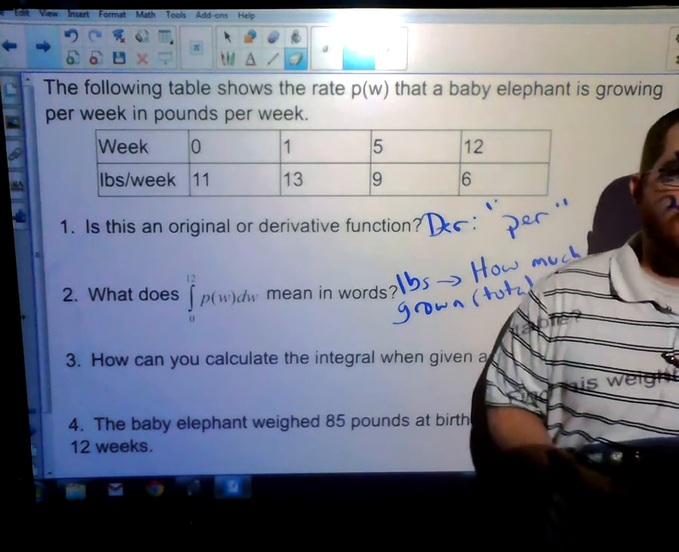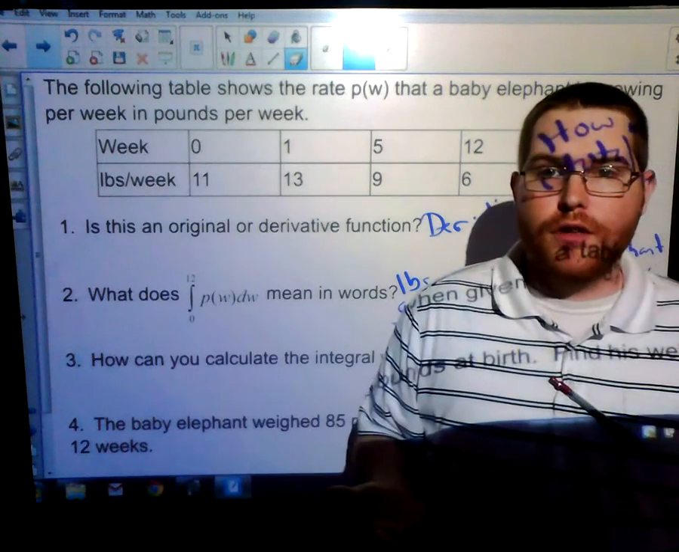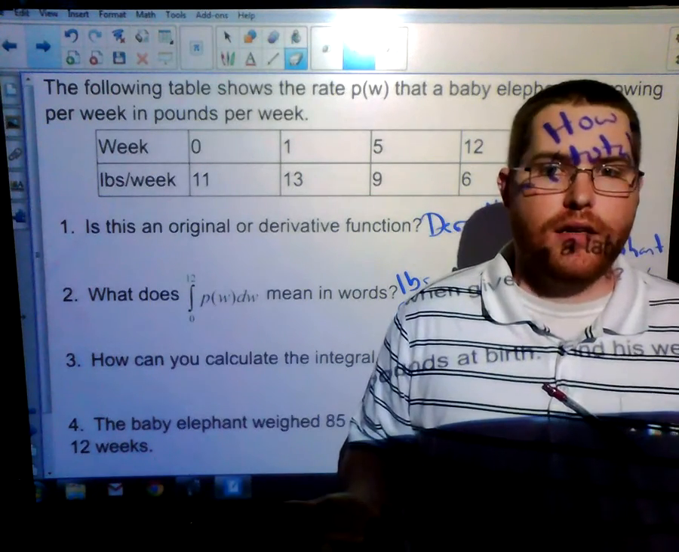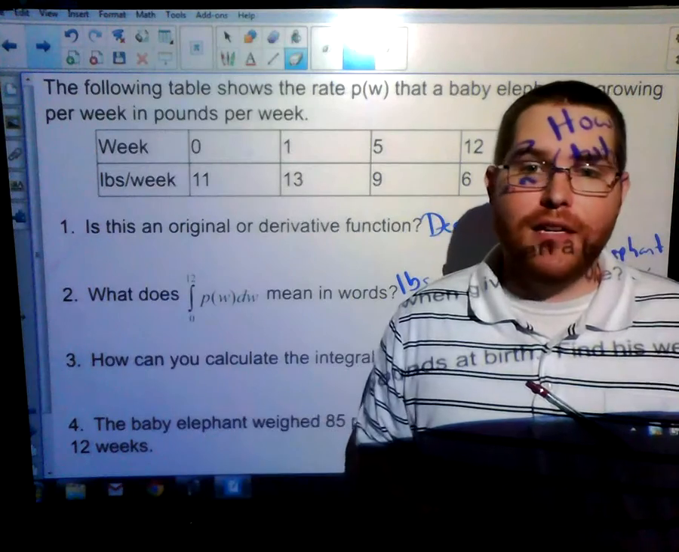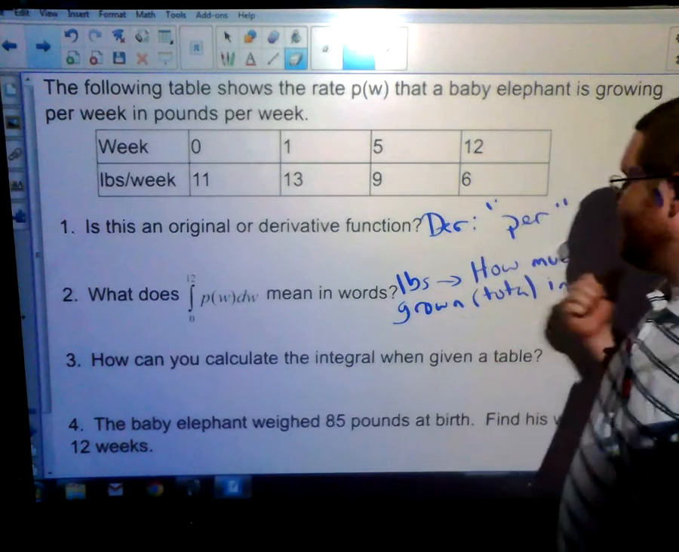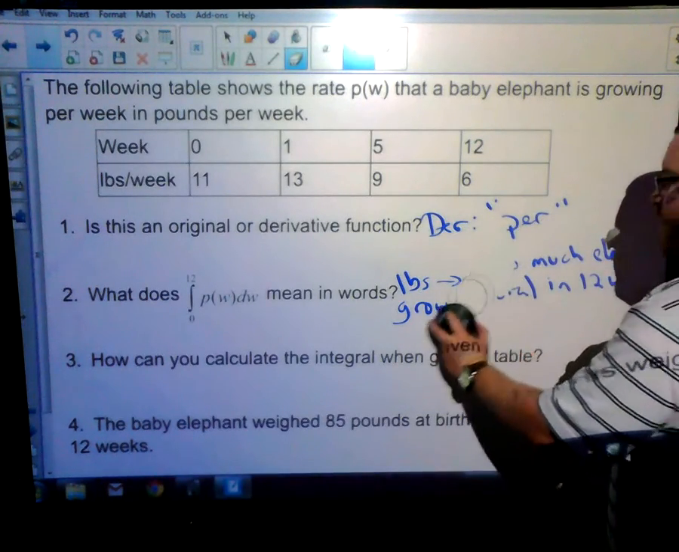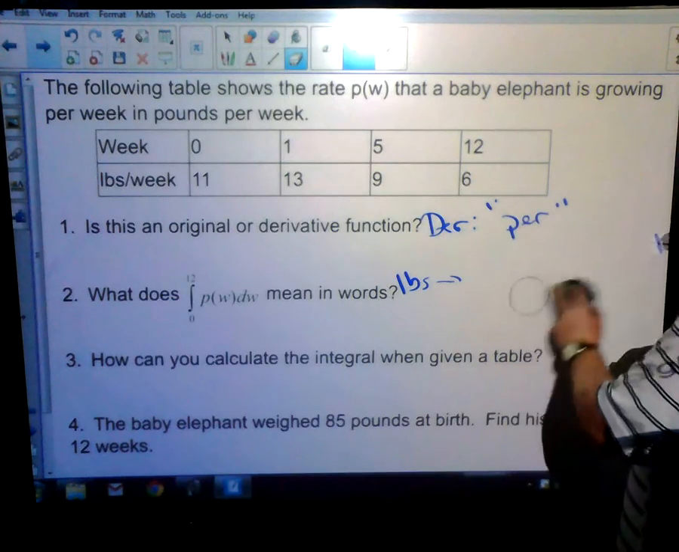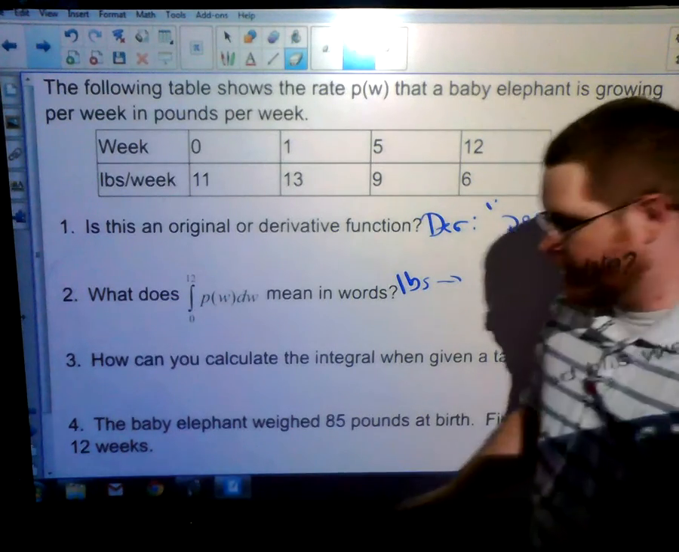Could a baby elephant have a negative growth? Could he lose weight in one week? Yeah, he could. I mean, maybe he didn't find food that week. So I can't say this. I can't say the total growth because I don't know if there's any negative numbers in there.